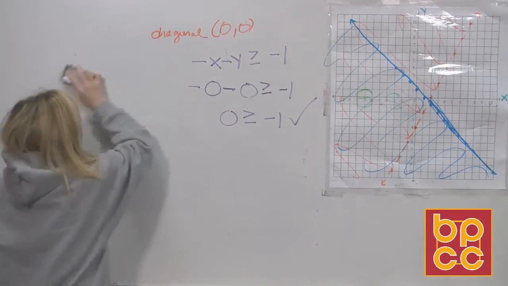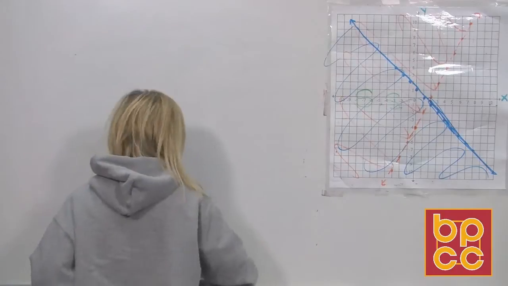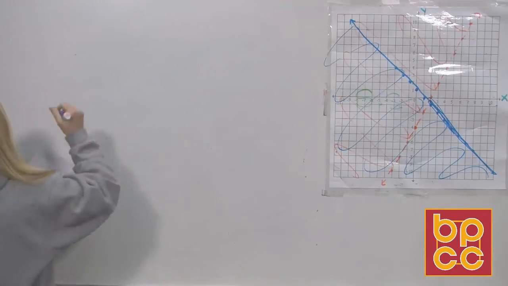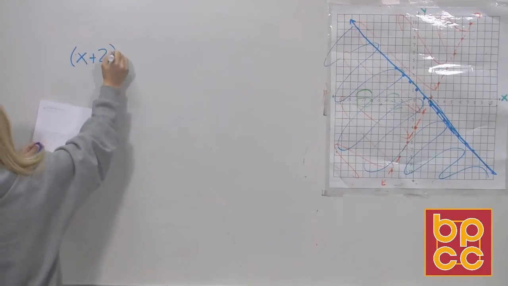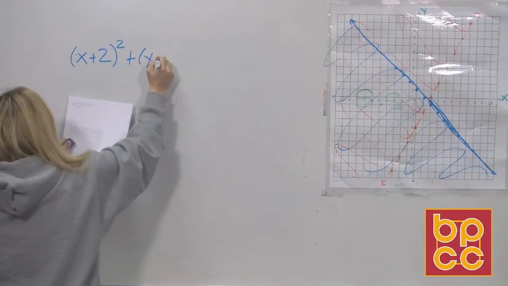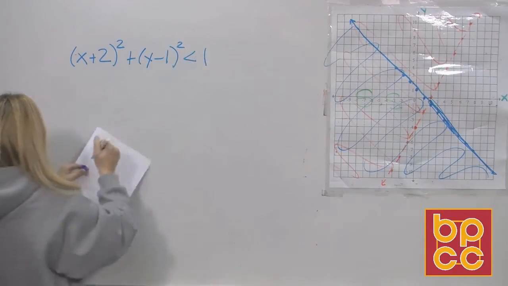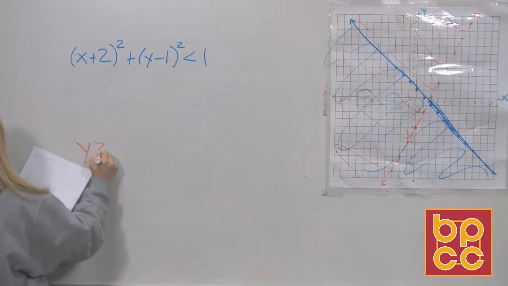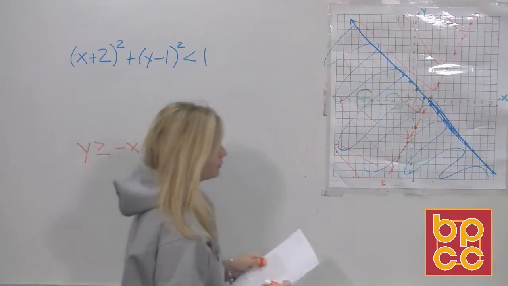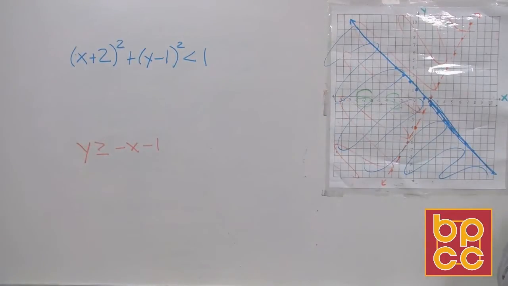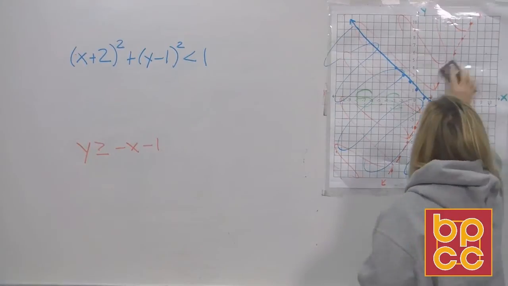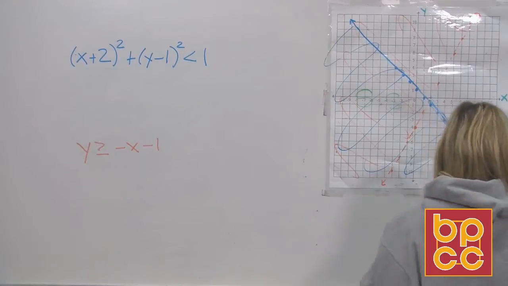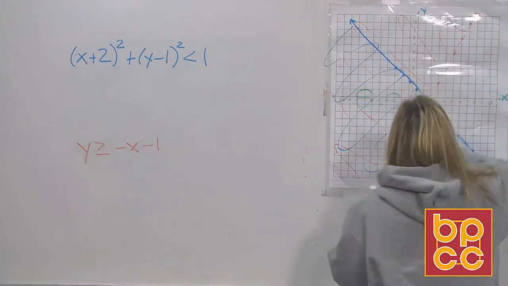Let's try another system. Okay, so let's look at our notes. Let's step it up a notch. We want to check x plus 2 squared plus y minus 1 squared is less than 1. And the other inequality is y is greater than or equal to negative x minus 1. So you guys look at that a minute and make a decision, first of all, if they're linear or not linear, and then what the heck are you graphing? Well, I cleaned the whiteboard. I'm going to let you think.